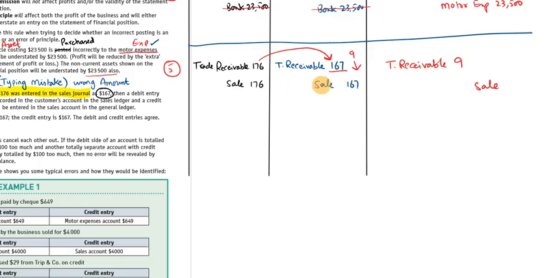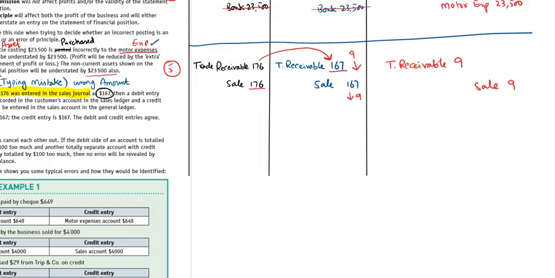Okay. Again, the original sale was 176. We recorded less sale by 9. So it is simple. In the rectifying entry, we will increase our sale. It means we will record our sale more by 9. So this is the rectifying entry or correct entry for this error.